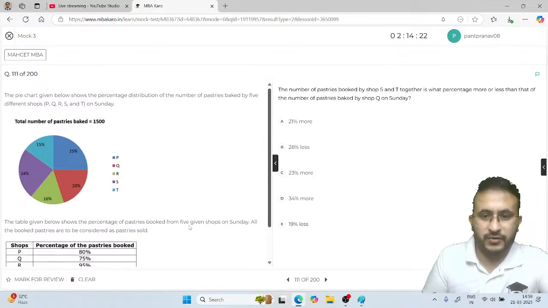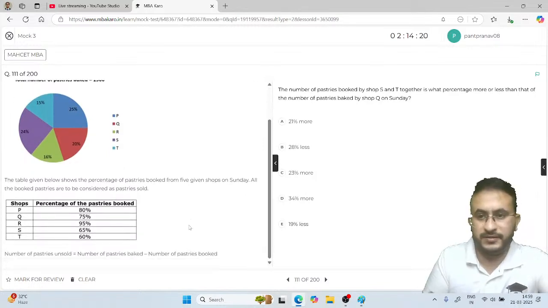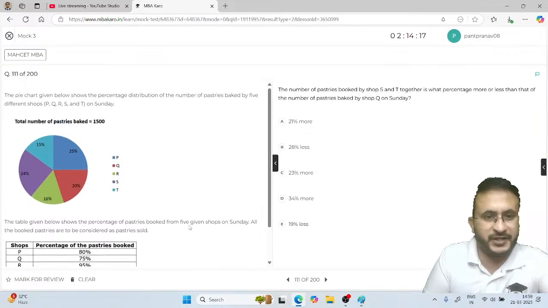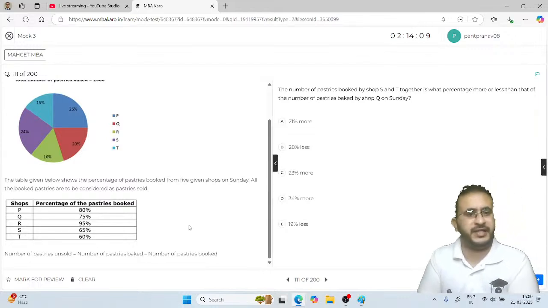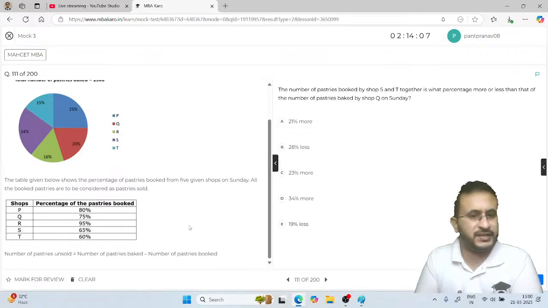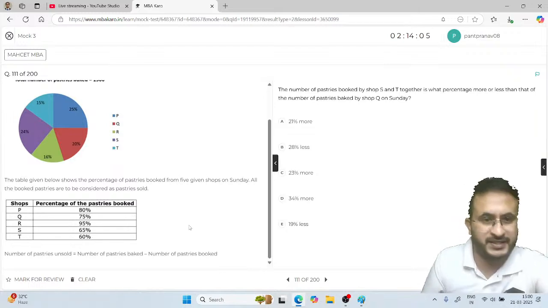All right, so let's now look at the pie chart. Right, I'll just see if it is a doable one. So it says number of pastries baked, and it gives booked for the 5 shops on Sunday. All these are considered as sold. So booked pastries are sold.